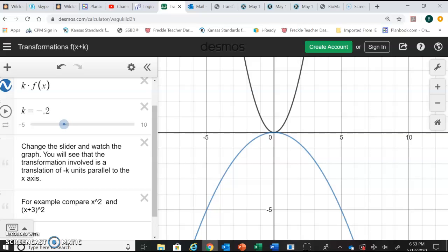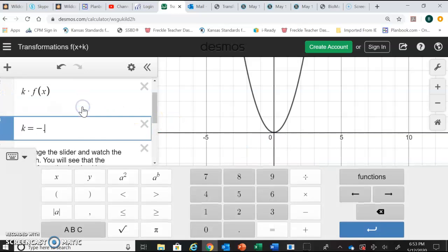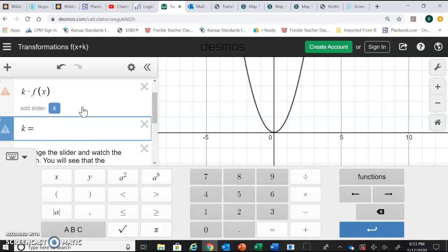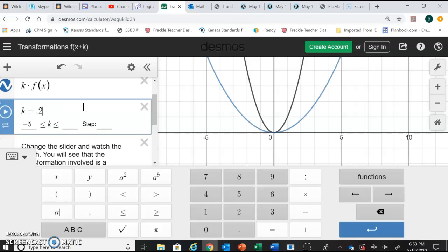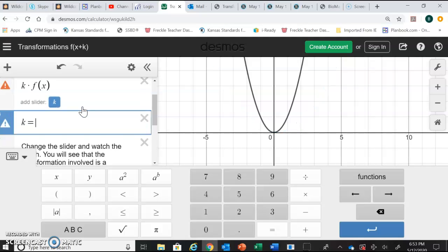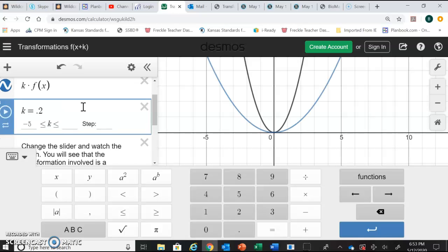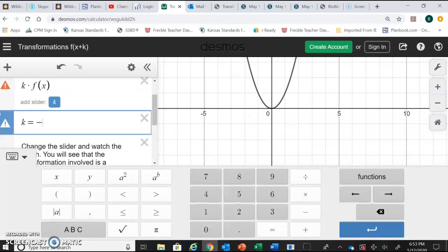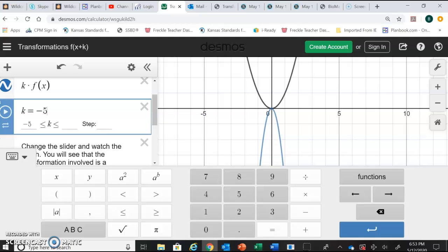So those are the things that I want you to get out of this video: when the value of k is greater than 1, say 5, you have a vertical stretch. When the value of k is between 0 and 1, you have a shrink. It widens out. It's a slower rate. When the value of k is between 0 and -1, you have a reflection and then a shrink where it widens out. When the value of k is less than -1, you have a reflection and a stretch.